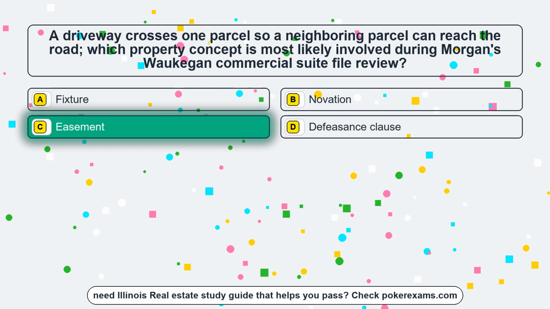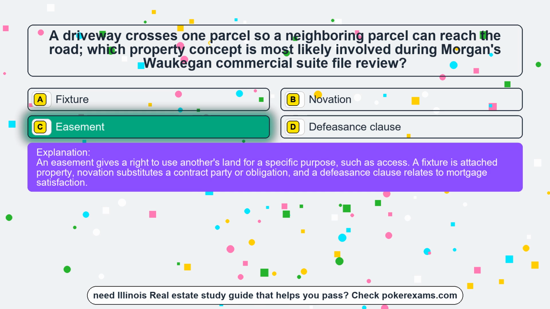The correct answer is option C, easement. An easement gives a right to use another's land for a specific purpose, such as access. A fixture is attached property, novation substitutes a contract party or obligation, and a defeasance clause relates to mortgage satisfaction.